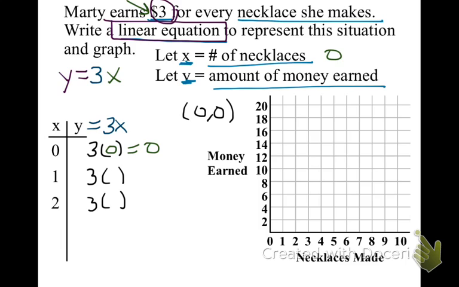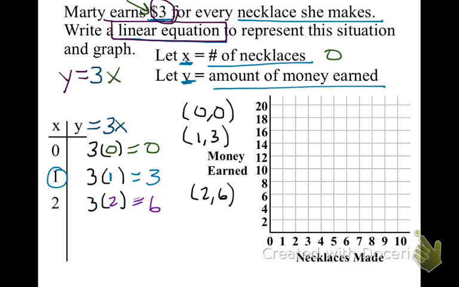So let's see, my second x value, I got 1. So let's plug a 1 in there. That's going to give me 3, which makes sense. If I made 1 necklace, I got $3. So my second coordinate point is 1, 3, and my last coordinate point. So if I put in 2, I get 6, which makes sense. If I make 2 necklaces, I get $6. So my last coordinate point is going to be 2, 6.